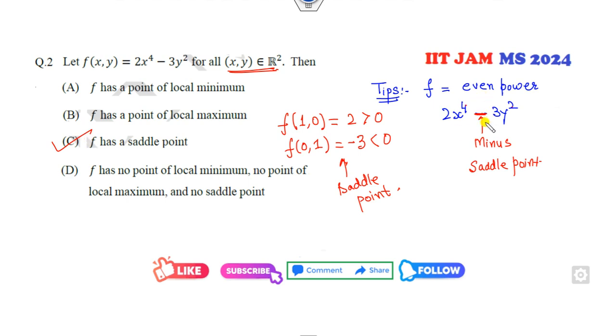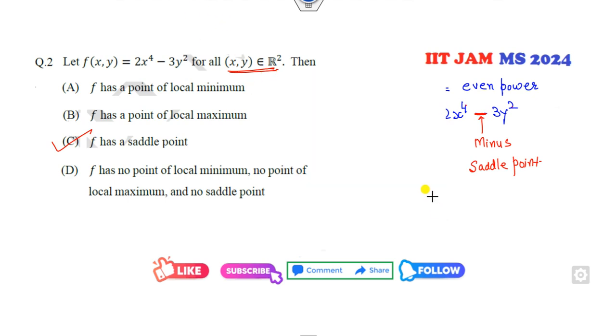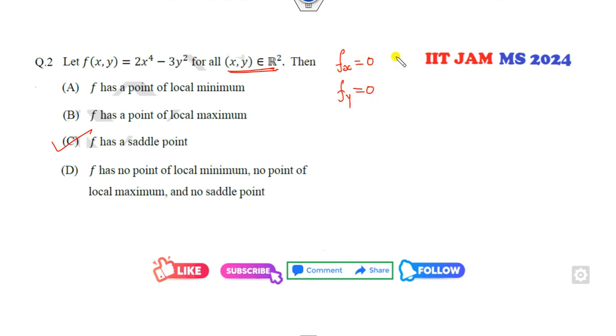And this is the simple tip for you. On the other hand, if it is a positive sign, then this is always greater than 0, and then you always have a maxima or minima here. This is one more method. Instead of this, how can you find it? You always set the first derivative to 0 and find the critical point.